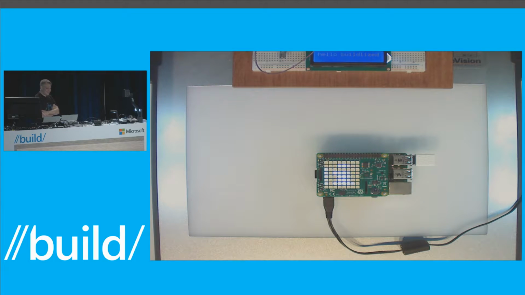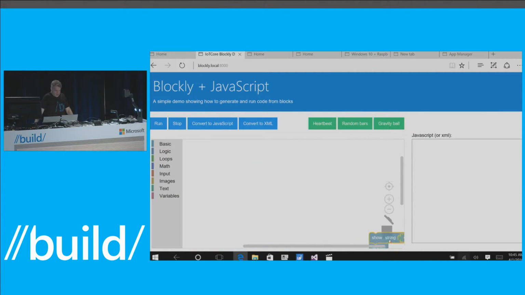So welcome to build 2016. And then now, there's the blinking heart, because we love Windows 10 IoT Core. All right, so I'm going to trash that project, stop it running.